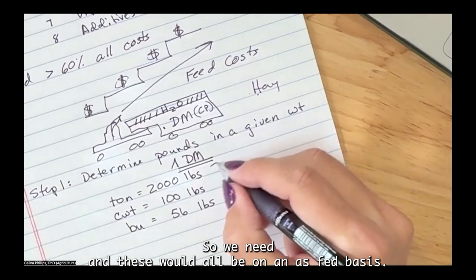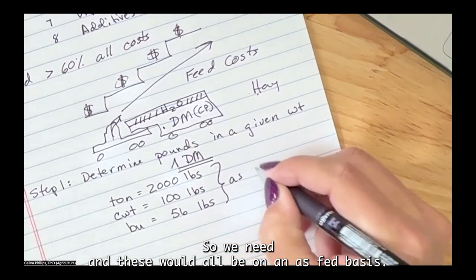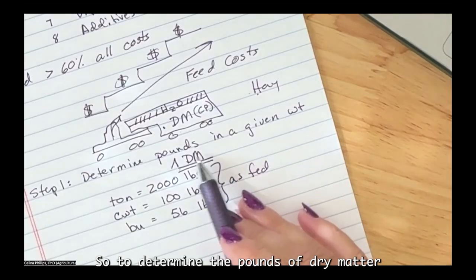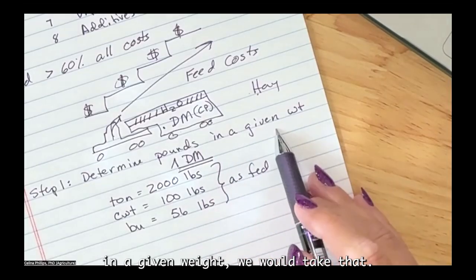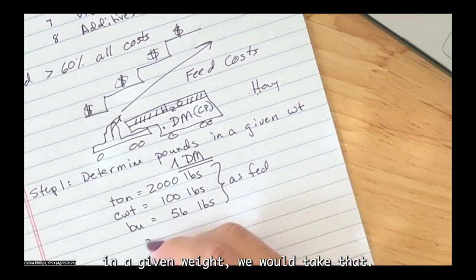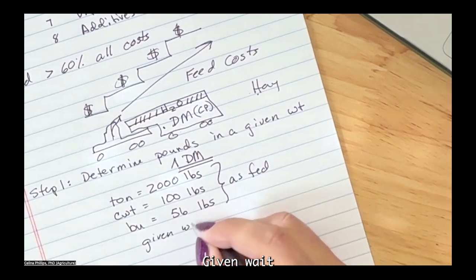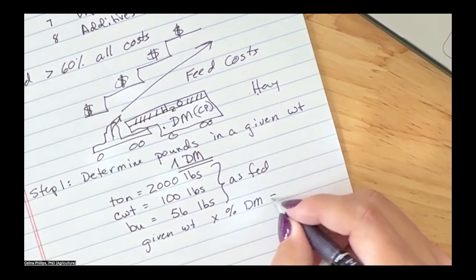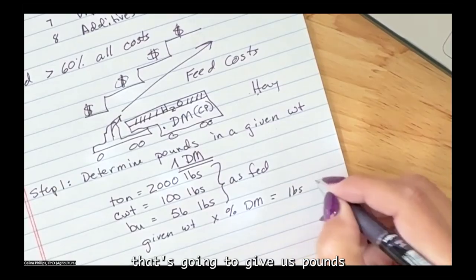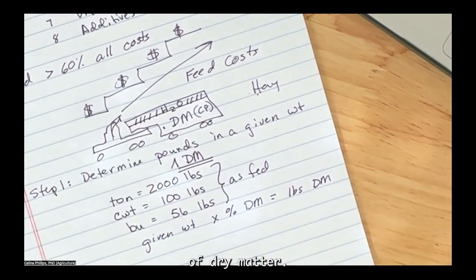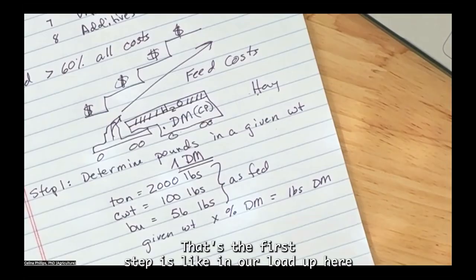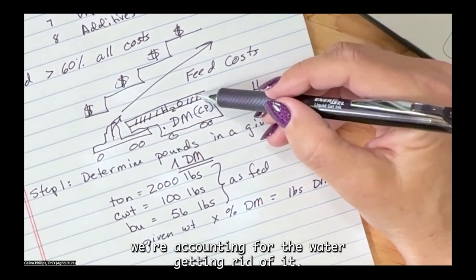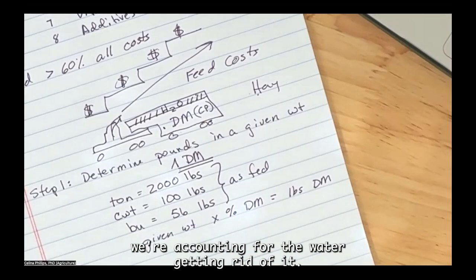So we need, and these would all be on an as-fed basis. To determine the pounds of dry matter in a given weight, we would take that given weight times the percent dry matter. That's going to give us pounds of dry matter. That's the first step. It's like in our load up here, we're accounting for the water, getting rid of it.